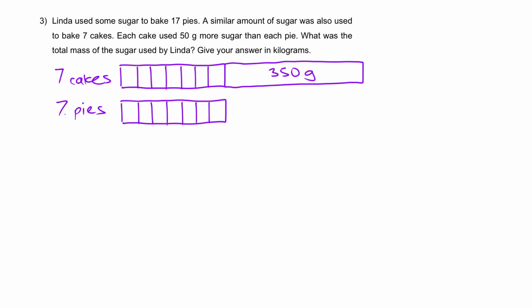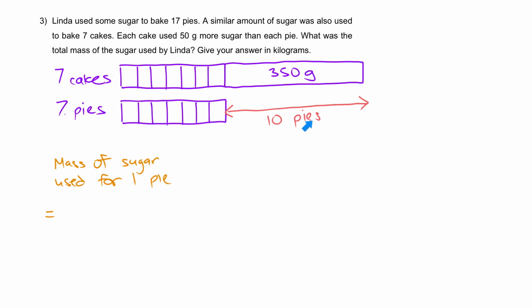The question also mentioned Linda used this exact amount of sugar for 17 pies, which means from here all the way to here must be the amount of sugar used for the remaining 10 pies. Make sense? Hence, we can start off with the first step. Mass of sugar used for 1 pie.